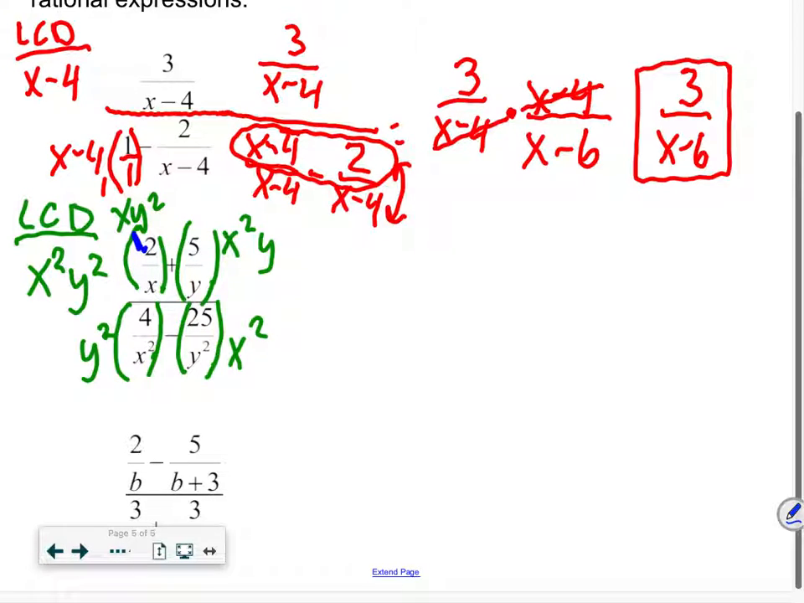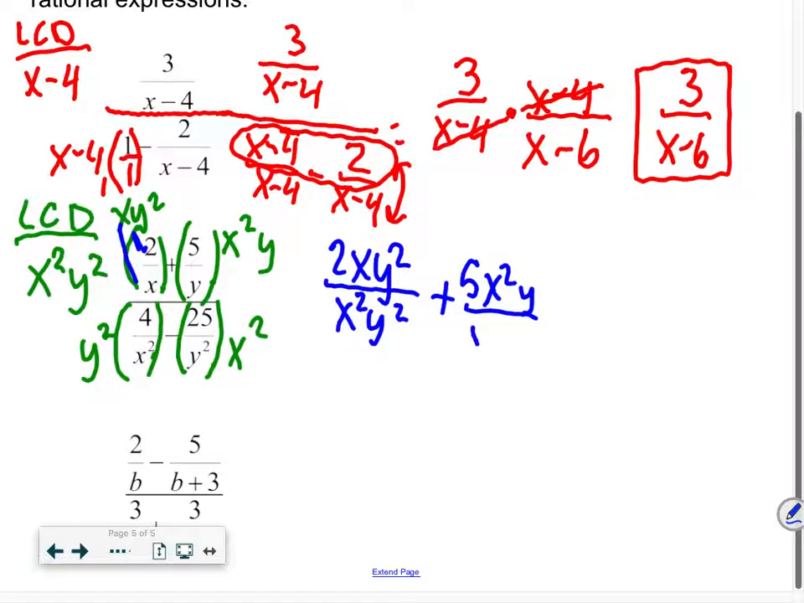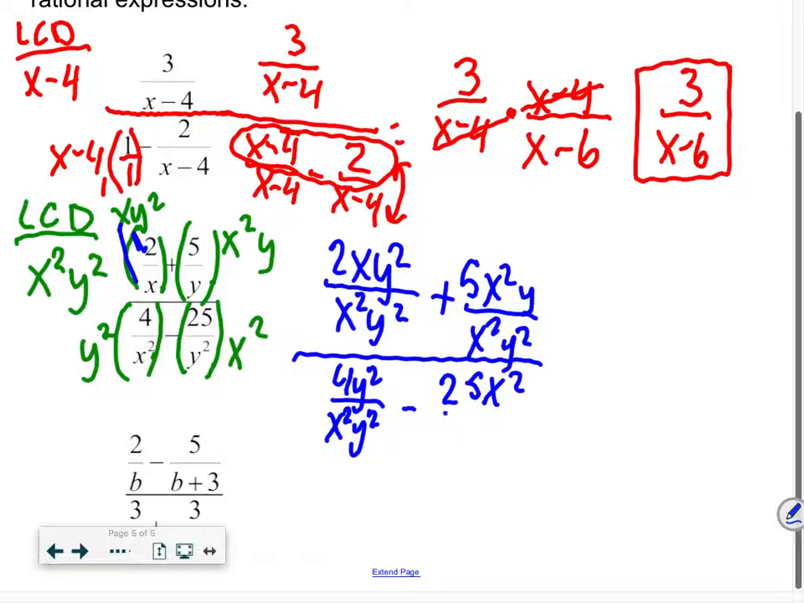So we need to multiply out my fraction. So I'm going to have 2xy squared over x squared y squared, plus my 5x squared y over x squared y squared, all over, what do I get on bottom? 4y squared over x squared y squared, minus 25x squared over x squared y squared.